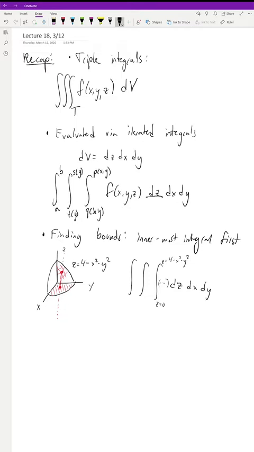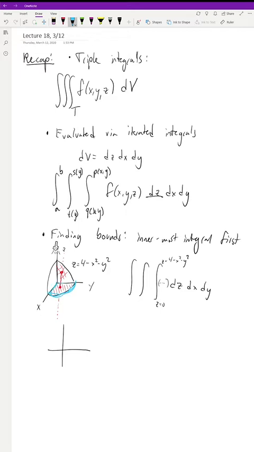Now, after you find your dz bounds, for your dx dy bounds, the way I think about it is I draw a little flashlight here, and what this flashlight does is pick out the shadow of this region inside the xy plane.